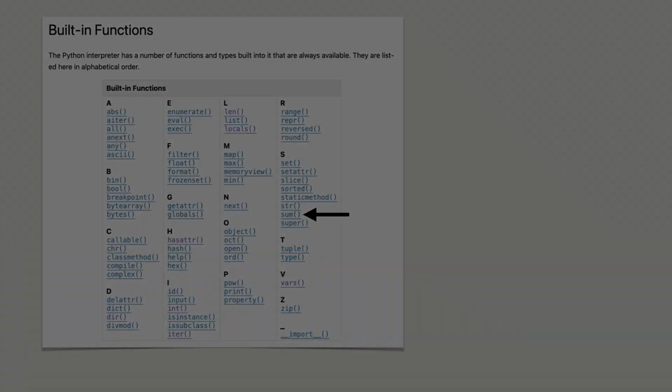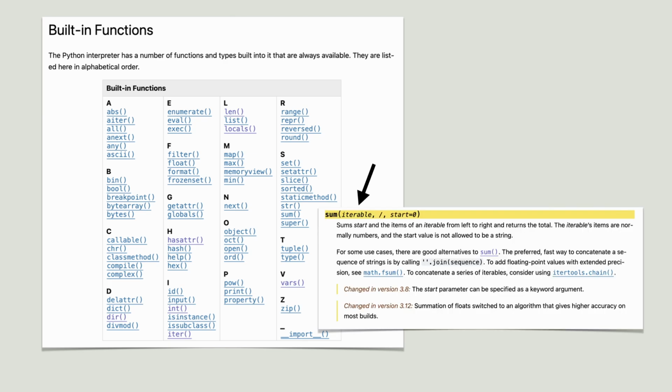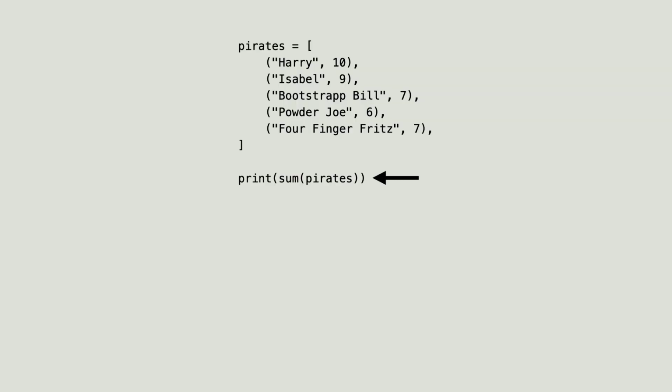You probably know there is a built-in sum function in Python. The sum function takes an iterable. Well, the list of pirates is an iterable, so what happens if I pass it? That doesn't seem to work. The sum function cannot work with tuples. Instead, it needs a list of numbers. So, how do I extract the ranks from the list of pirates?